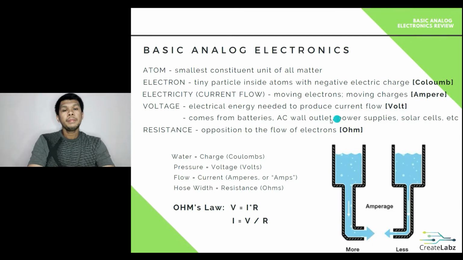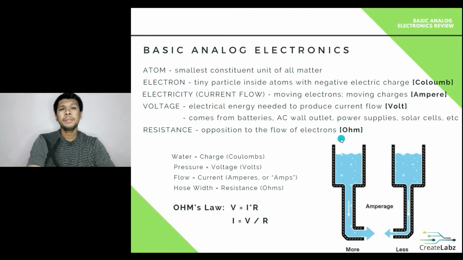Voltage can come from many different sources. Examples of voltage sources are batteries, solar panels, the AC wall outlet, or the 220 volts outlet. Of course, in any aspect of life, there's always something that opposes. In electricity, this is what we call the resistance. Resistance is the opposition to the flow of current. It is measured in unit ohms.